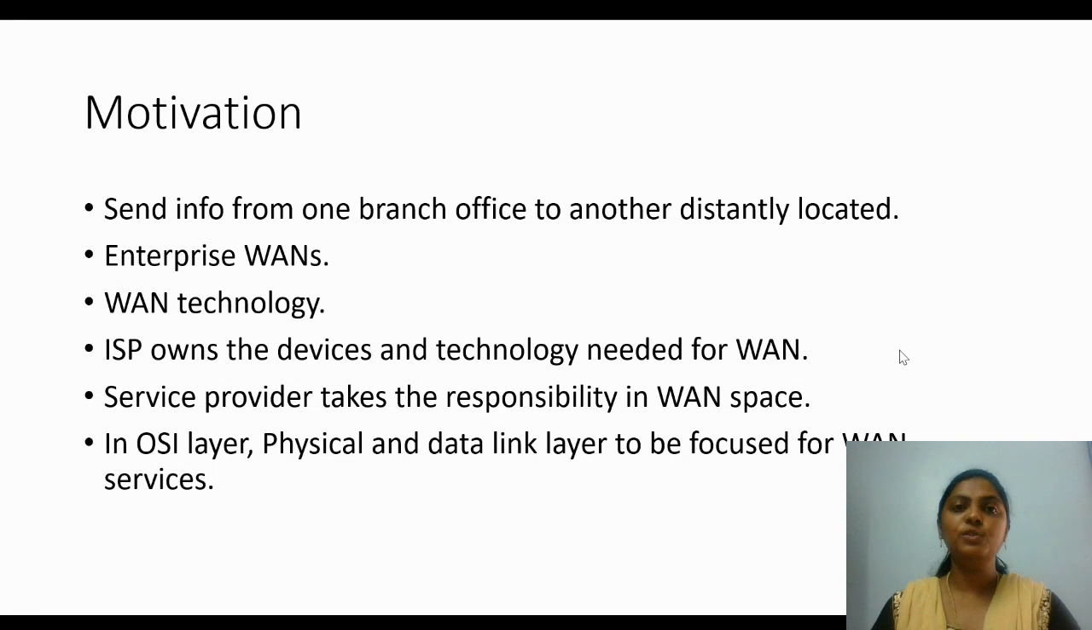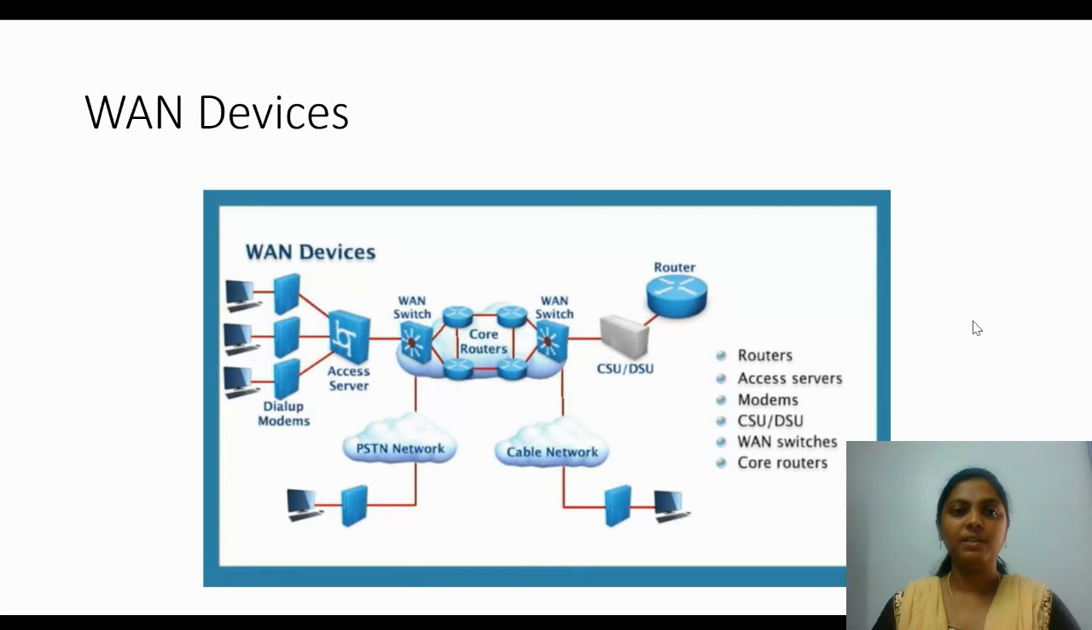Next, we have to look into the WAN devices. So this picture gives a clear view of all the devices that are needed for the WAN technology. It includes dial-up modems, access server, WAN switch, core router, CSU DSU unit, and a router. Let us know about all these things in detail.